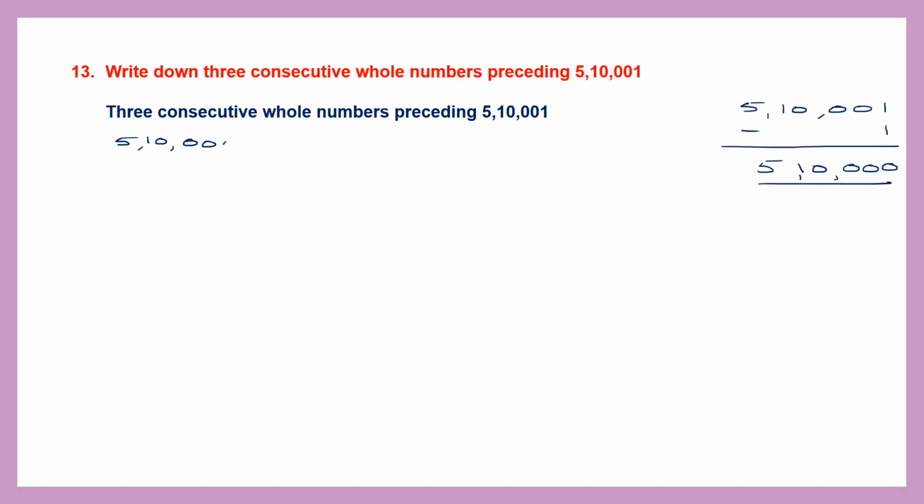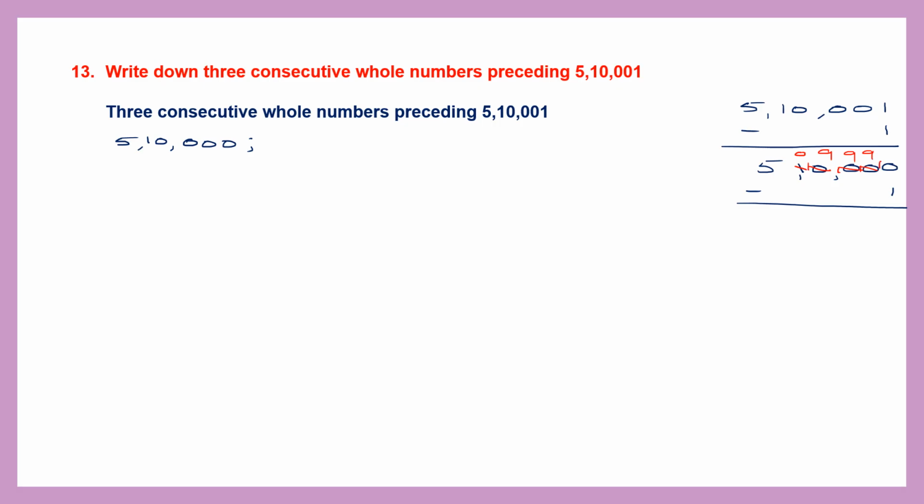5,10,000 is the first number. Now we need to get 3 more numbers. So take this number and again subtract 1 from it. This time we will have to borrow. So let's borrow from 1 here. When you borrow from 1, 1 becomes 0. So this is 10, 9, 9, 9 and 10.